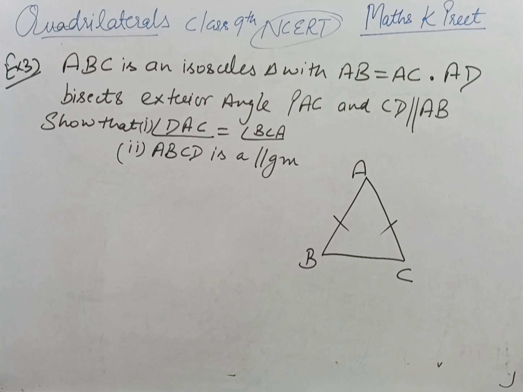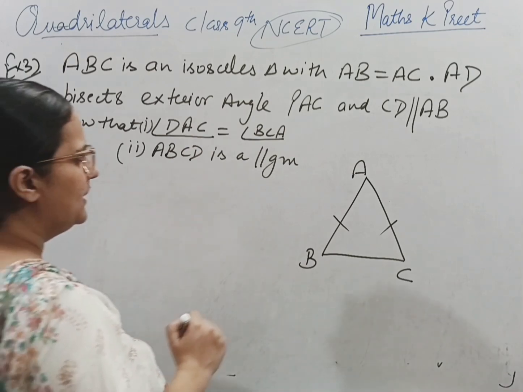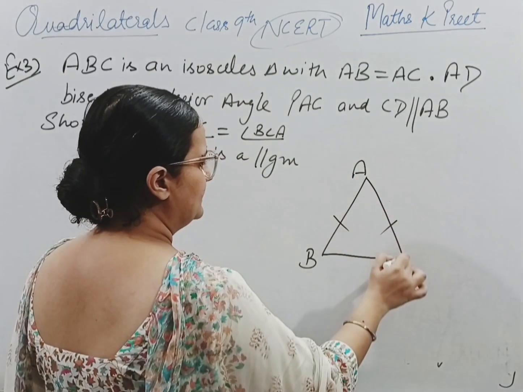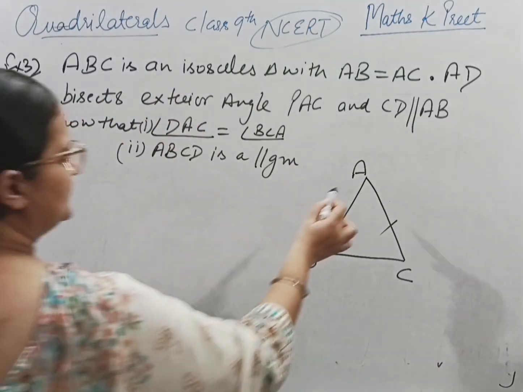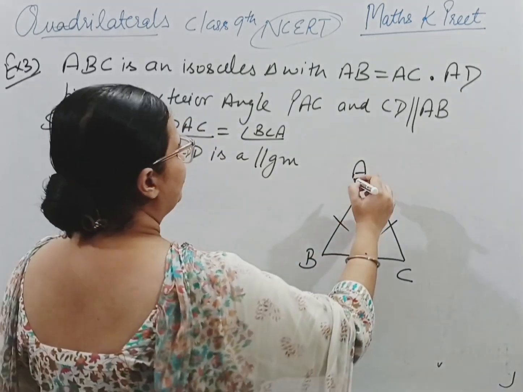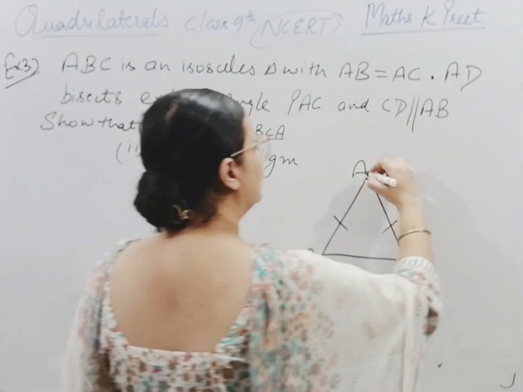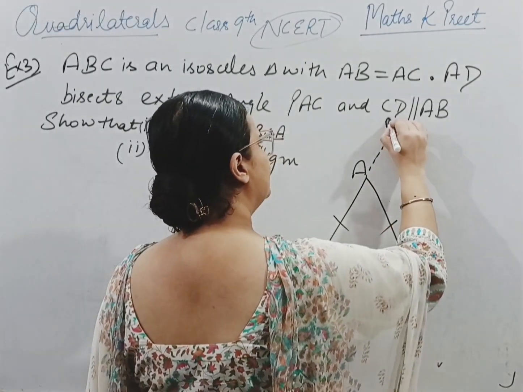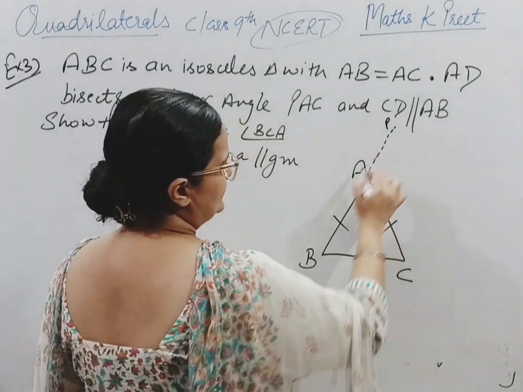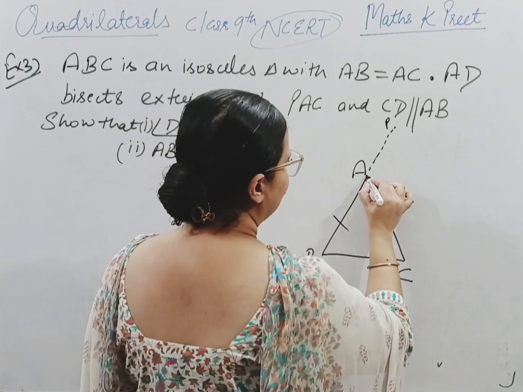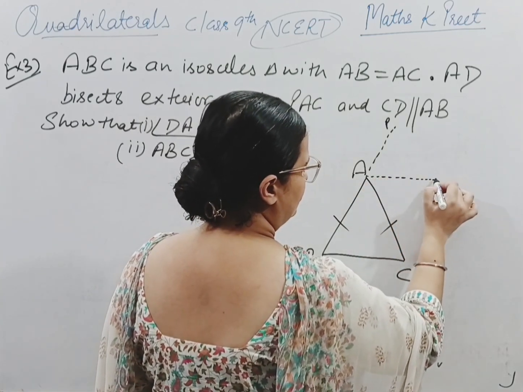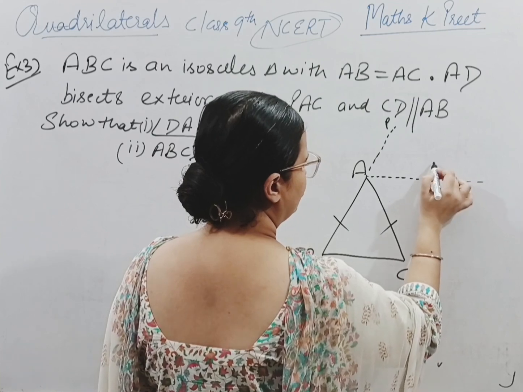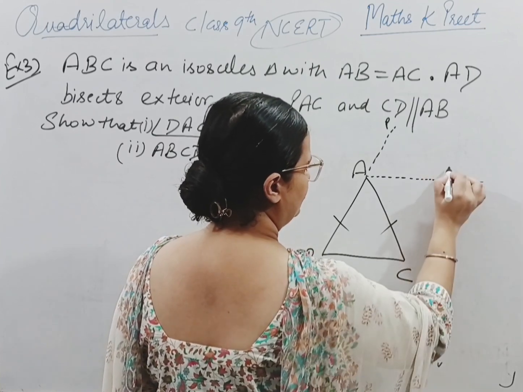AD bisects exterior angle PAC. PAC, this is my AC. I have to draw P in such a way that AD, this is my A, so exterior angle. If I extend this to point P, this is my P. So this is PAC and AD is bisecting. Somewhere AD will be like this because we are talking about a chapter which is quadrilaterals. So it will be somewhere like here.